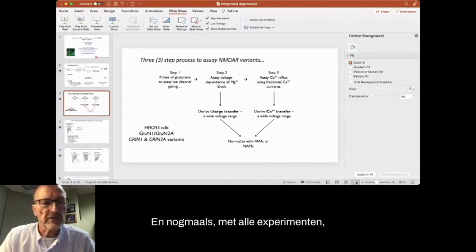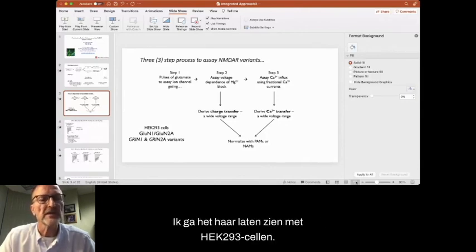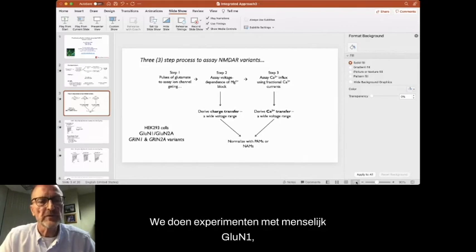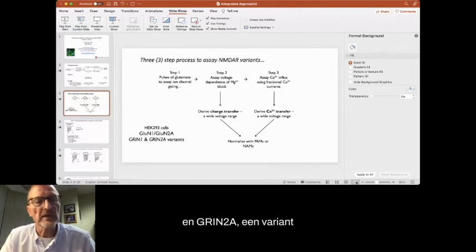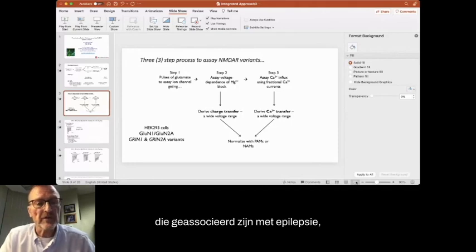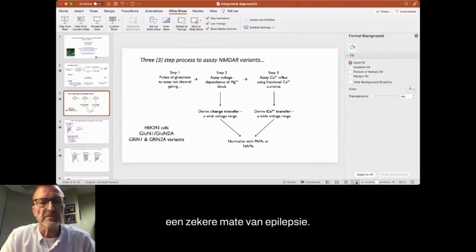All experiments I'm going to show are with HEK293 cells. We're doing experiments with human GLUN1 and human GLUN2A, and we've selected a subset of GRIN1 and GRIN2A variants that are associated with epilepsy, some level of epilepsy.